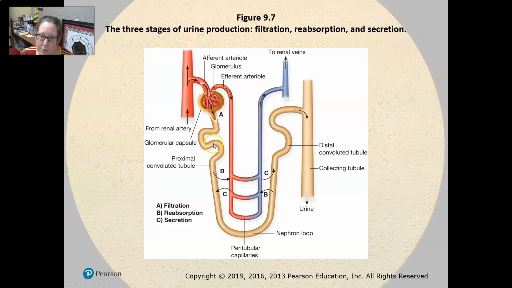We have the proximal convoluted tubule, where filtration happens and reabsorption starts to happen. And then secretion can start happening here at the end of the proximal convoluted tubule and into the descending loop. And then we have the ascending loop. We have some more reabsorption going on there. And then we have some secretion that can happen there and in the distal convoluted tubule.